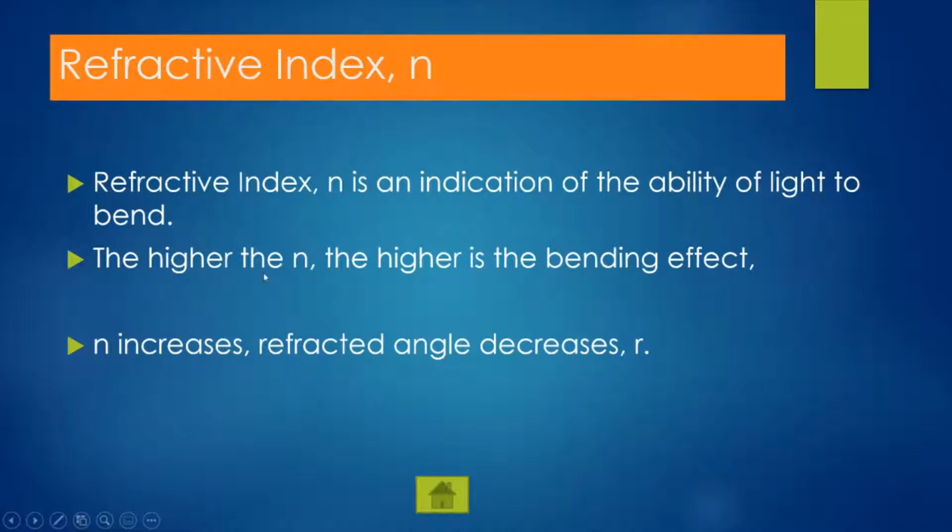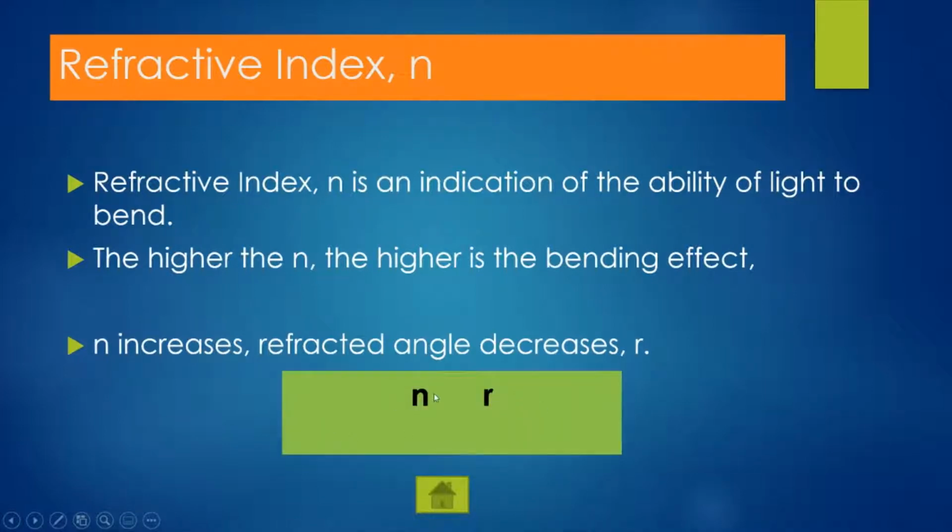So if the refractive index of a medium is higher, the bending effect is more. If it bends more, therefore the refracted angle will be smaller. So as the refractive index, N stands for refractive index, N increases, it bends more, so the refracted angle r will be smaller.